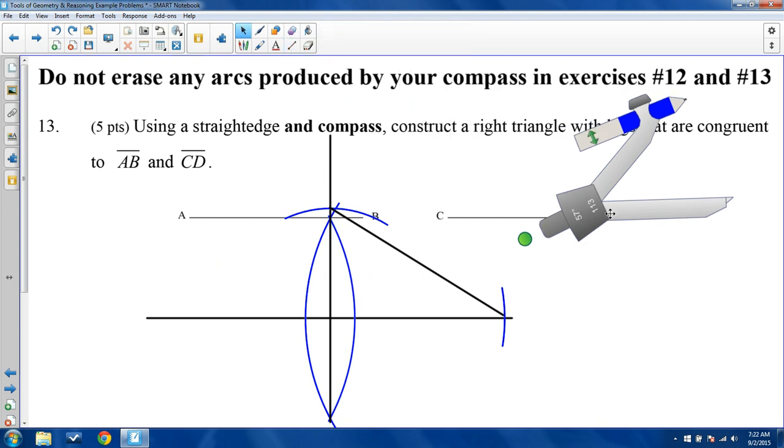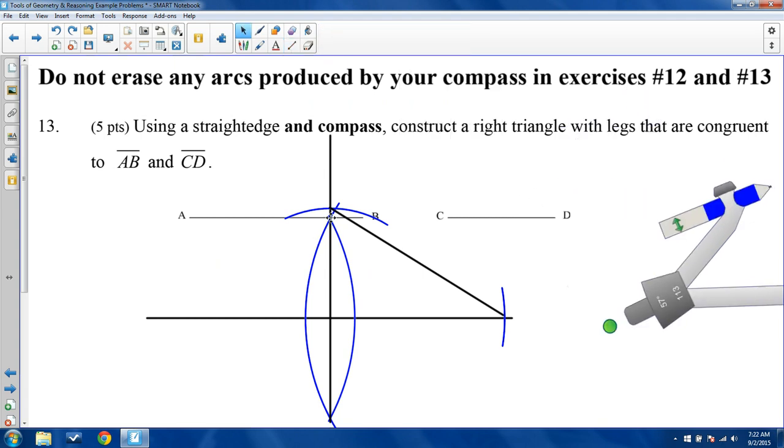This length is CD. This is a right angle right here, and this length is AB. Those are the legs and the hypotenuse right there. So we started with a perpendicular bisector, and it needed to be wide enough that you could extend that to AB. And this needed to be tall enough that you could extend it to CD.